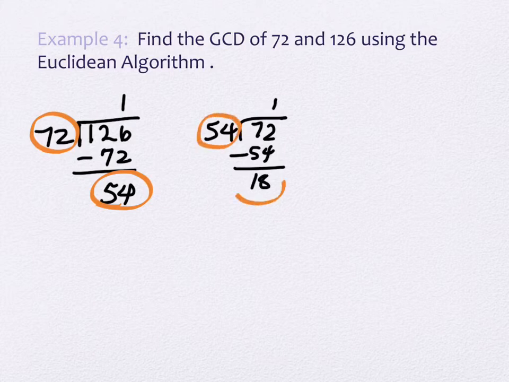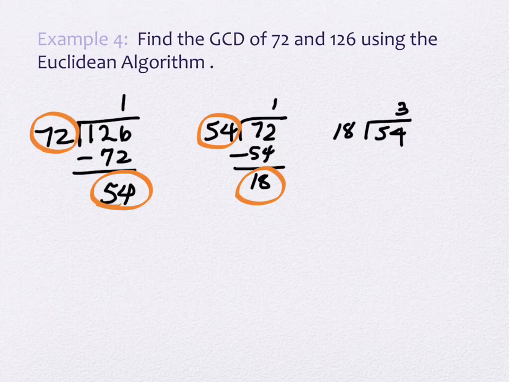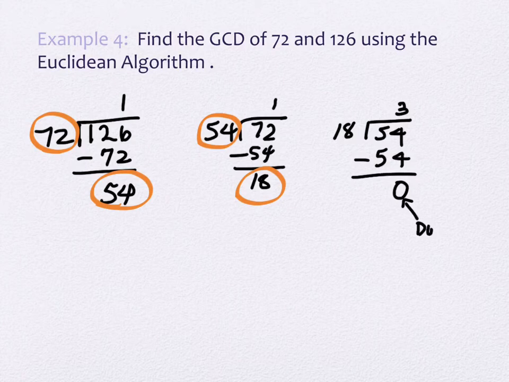And then I take, again, the divisor and the remainder. Remainder better be smaller than the divisor, or you've done something wrong. How many times will 18 go into 54? 3. And what is 3 times 18? 54. I'm done because I got a remainder of 0. So this 0 tells me that I'm done. And once I get there, the last thing I divided by is the greatest common divisor.